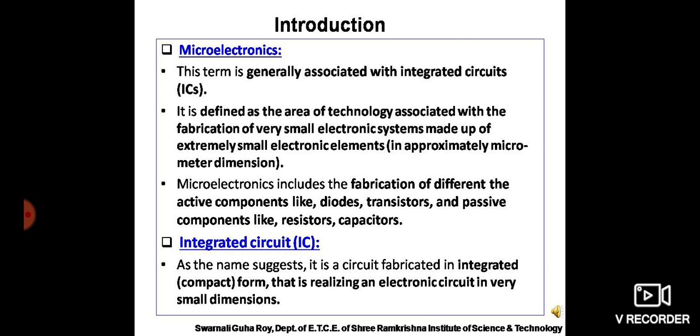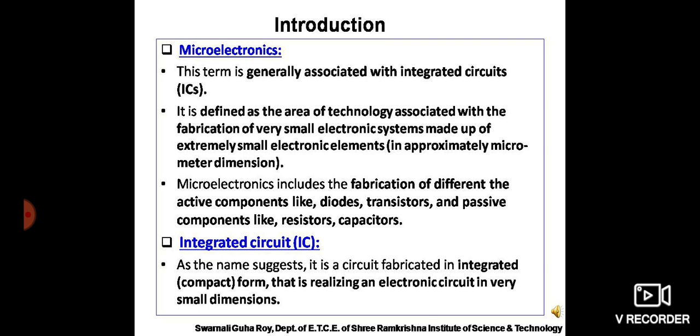Now, what are the different circuits that we can make? That is, what are those microelectronic circuits? Microelectronic circuits include active components like PN junction diodes and different other types of diodes also, transistors, and different passive components like resistors, capacitors, etc.